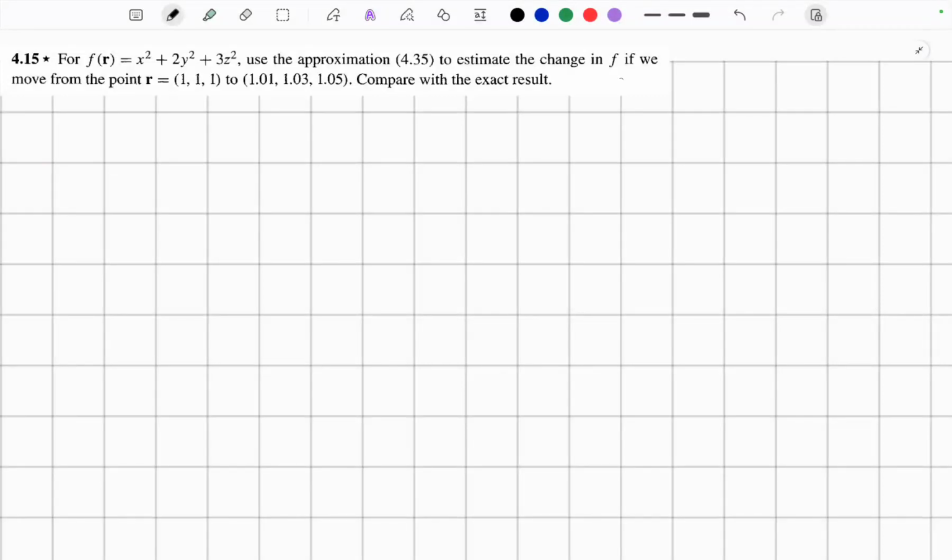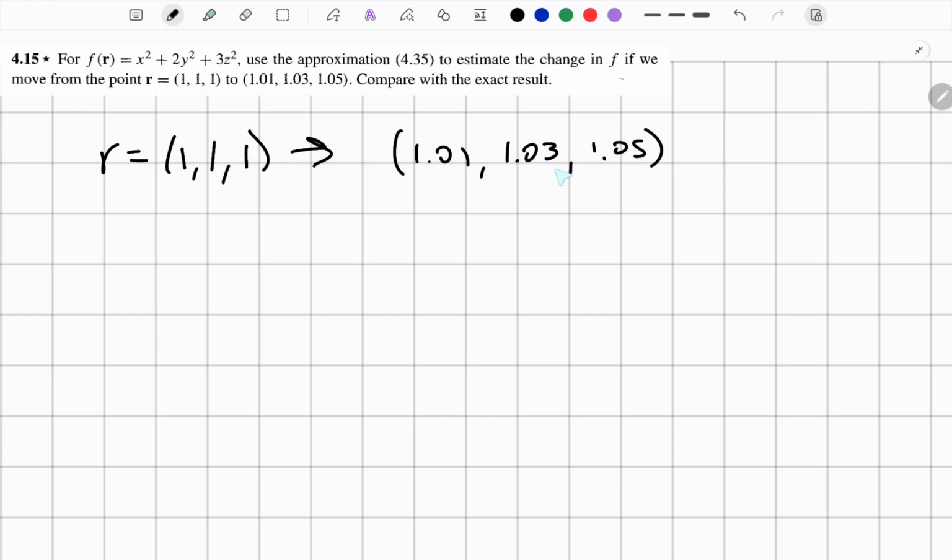We're going to work through problem 4.15 from Taylor's Classical Mechanics, Chapter 4. This is a problem using the gradient of a potential function, and we're going to estimate the change in the function if we move from a point R at 1, 1, 1 to another point at 1.01, 1.03, and 1.05.